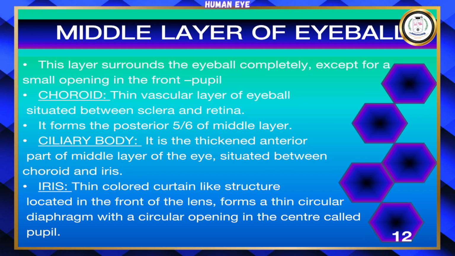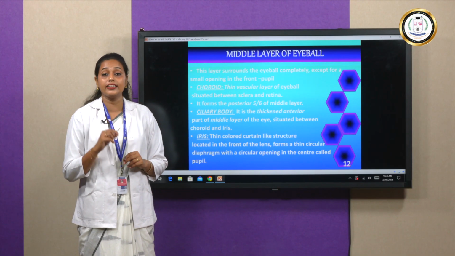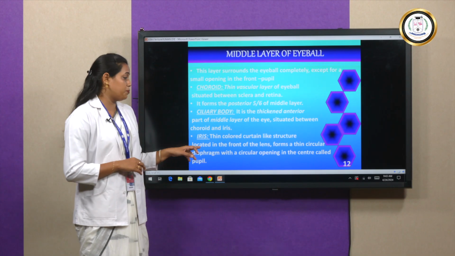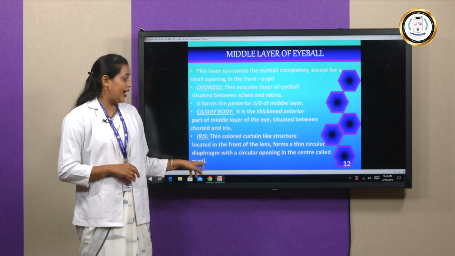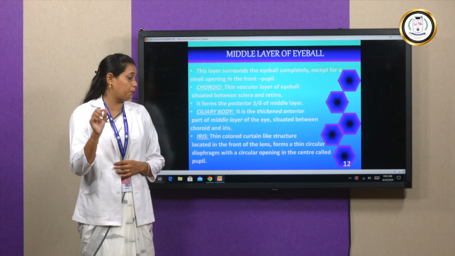And then we have the ciliary body. It is the thickened anterior part of the human eyeball, whereas iris is a colored curtain-like structure. It is present in front of the lens, and there is a small opening in the front of the iris that is called the pupil.